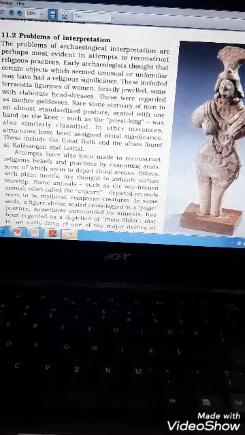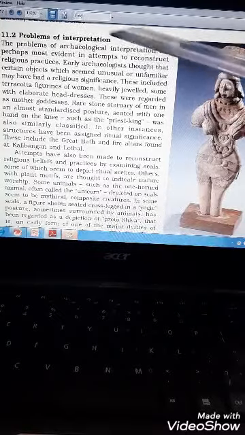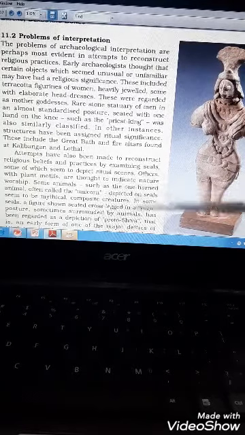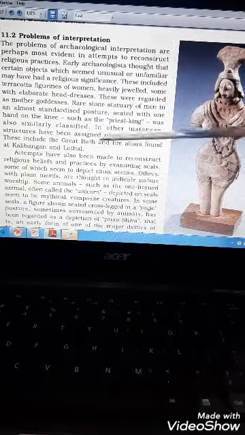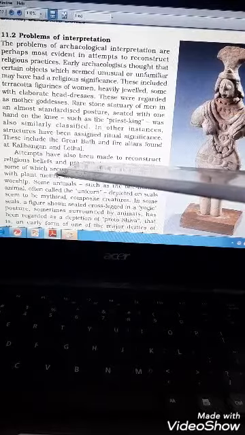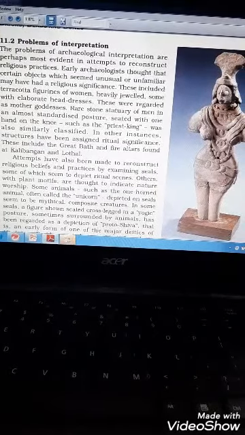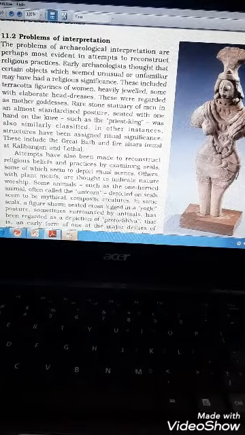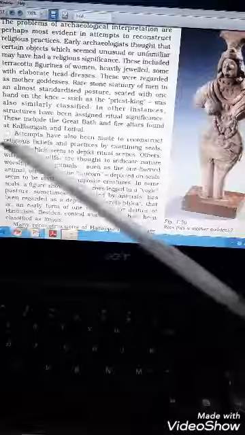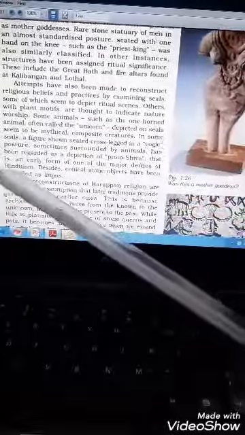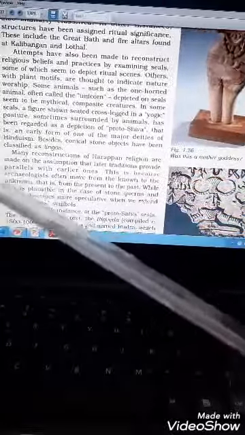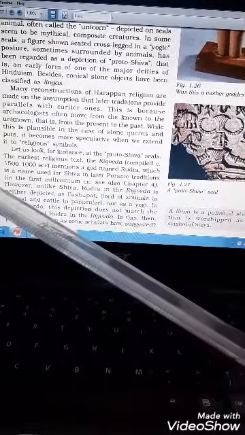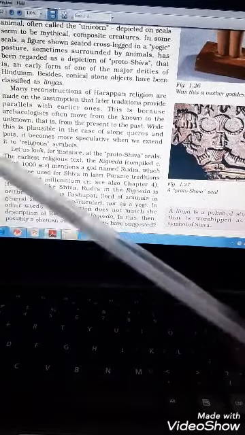What is a fire altar? It was a huge pillar, and at the top they used to burn or light a fire. So it was called a fire altar, and it was found in Kalibangan and Lothal. Apart from that, some ritual scenes were depicted in the seals. For example, a unicorn, which is a picture of a one-horned animal, was depicted in the seal, and archaeologists have said that they used to worship this unicorn.